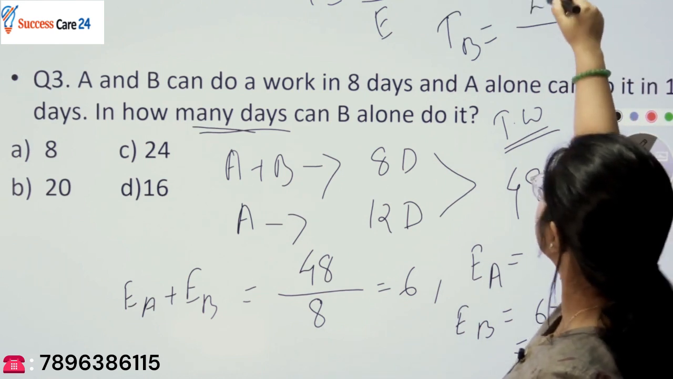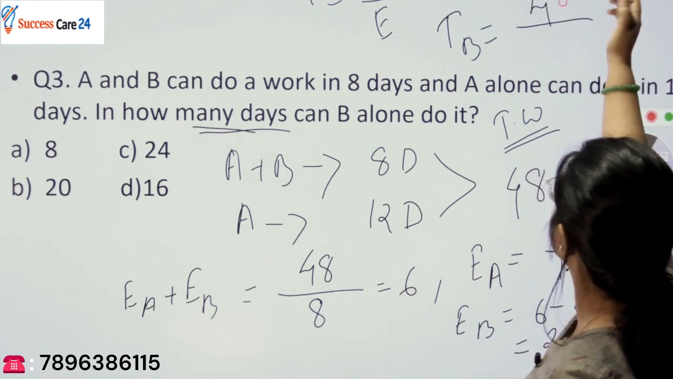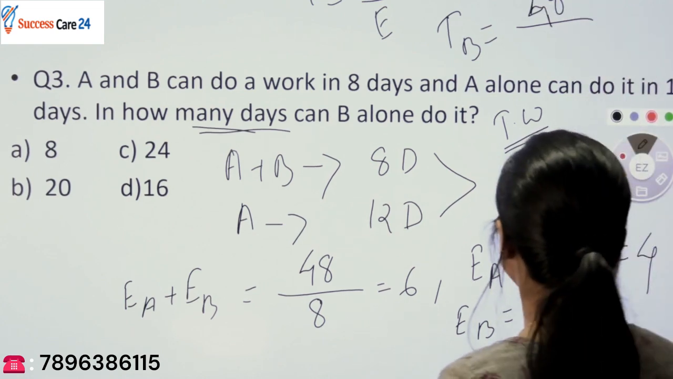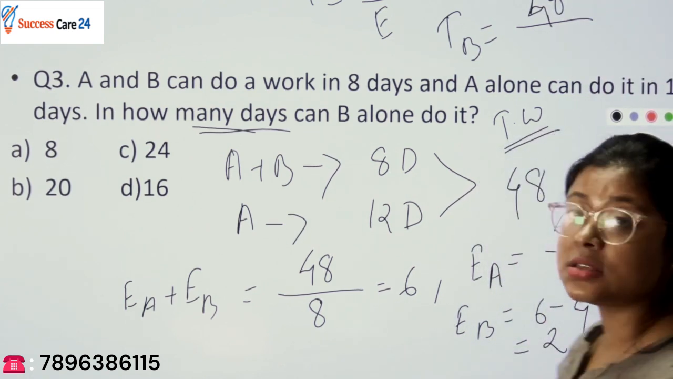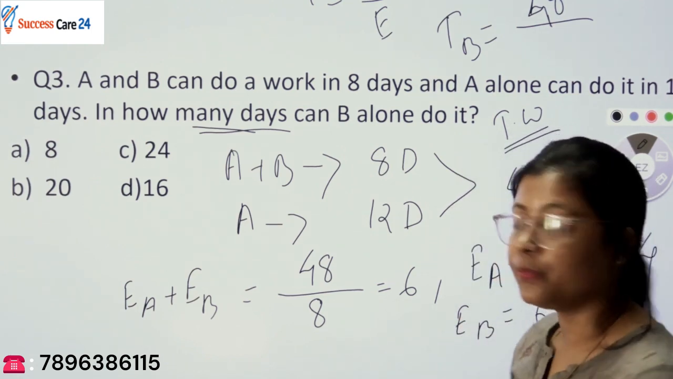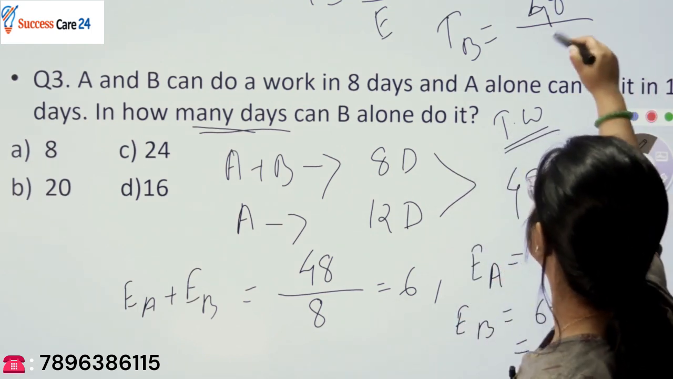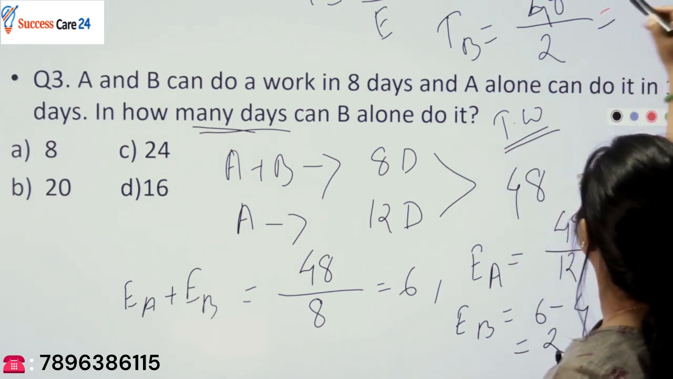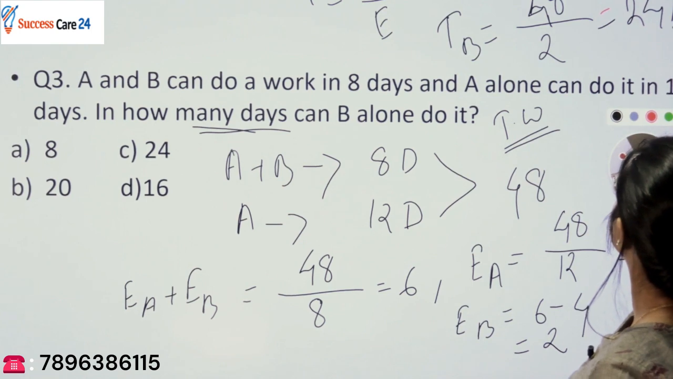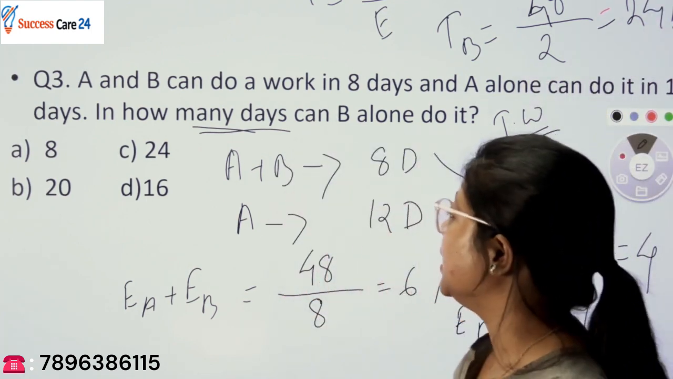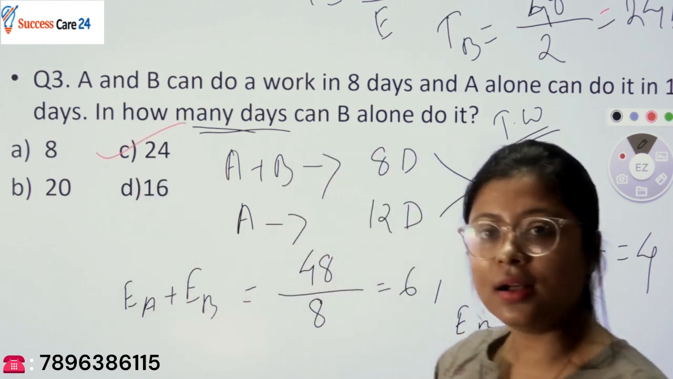Then the time taken by B is equal to how much? Total work is your 48, isn't it? And the efficiency of B, that means in one day B will do 2 units of work. By doing 2 units of work per day, the time required by B to complete the work is 24 days. Okay, 24 days. Alright, so that means option C would be the correct answer.